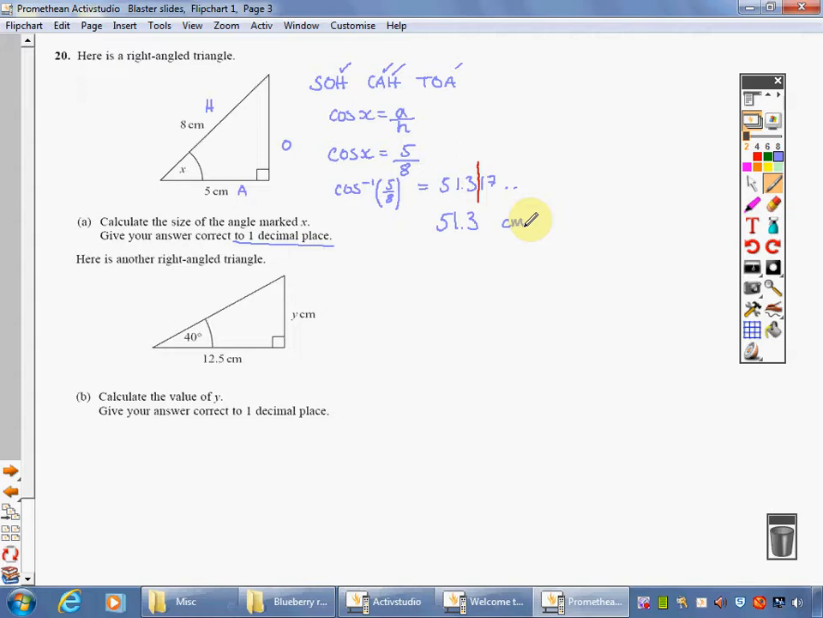Part 2. Here is another right angle triangle. It's got an angle in it and one side, so I can't use Pythagoras because I've only got the one side, so it's going to be a trig question. Calculate the value of y. Give your answer correct to 1 decimal place again.